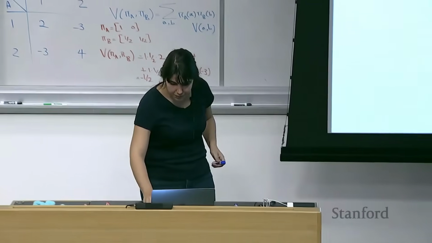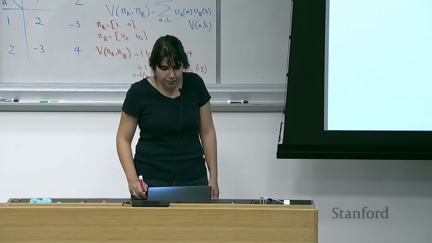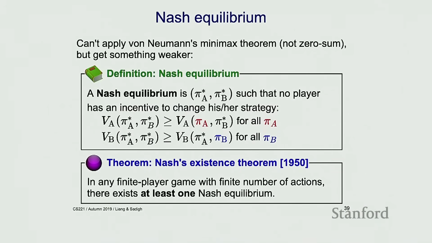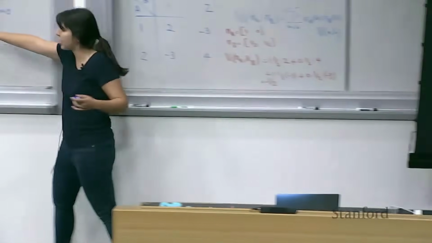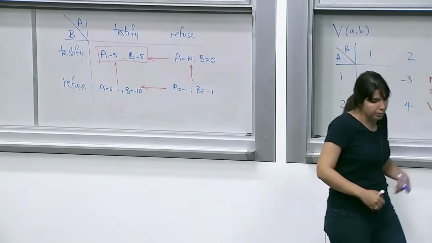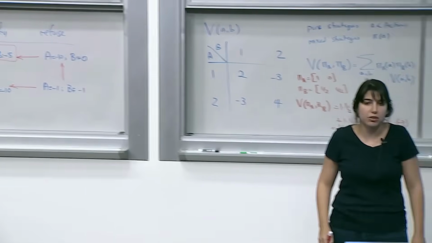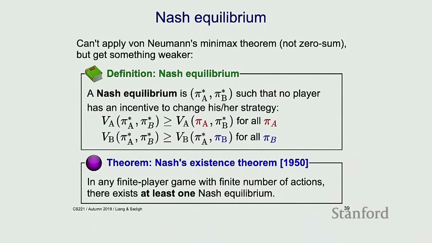All right. So there's a theorem, Nash's existence theorem, which basically says if you have any finite player game with a finite number of actions, then there exists at least one Nash equilibrium. And this is usually at least one mixed strategy Nash equilibrium. In this case, it's actually a pure strategy Nash equilibrium. But in general, there exists at least one Nash equilibrium if you have a game of this form.